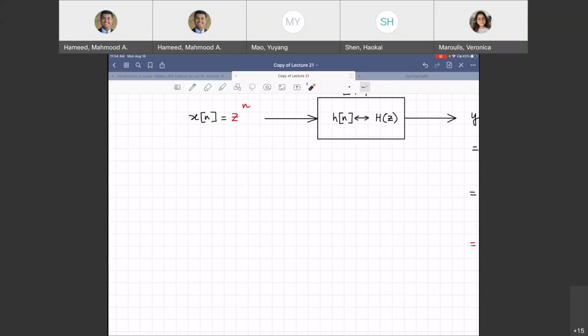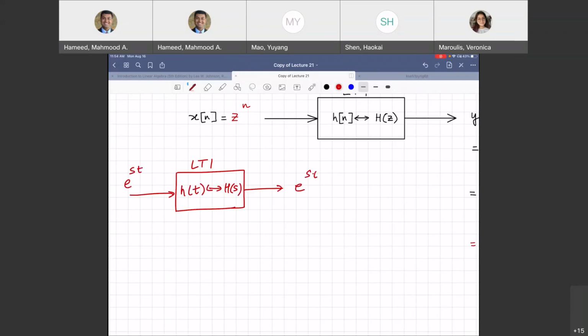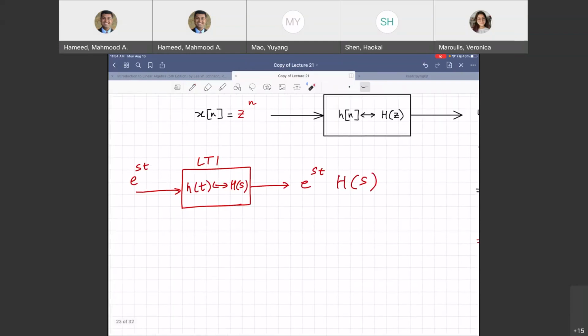Now, just as a refresher, I will use an LTI system and I will use h of t as my impulse response, and I have h of s as the Laplace transform of h of t. You guys remember what we had for this? Say if the input is e to the st, what did we have for the output? That, right? E to the st times h of s. So this was the eigenfunction, right? And this was the eigenvalue for LTI systems.